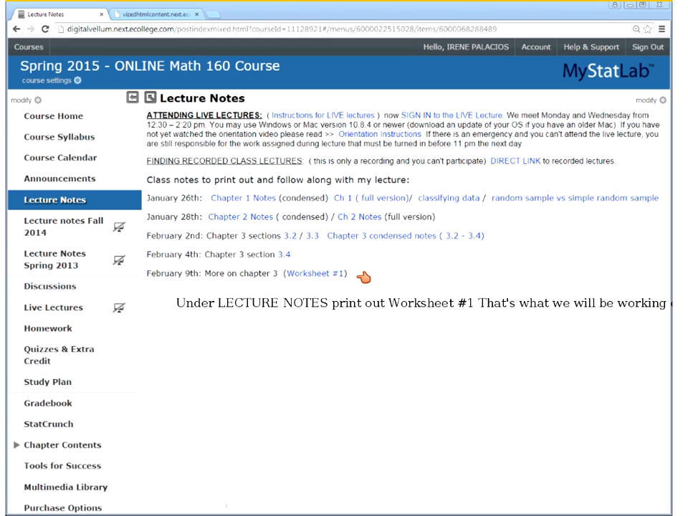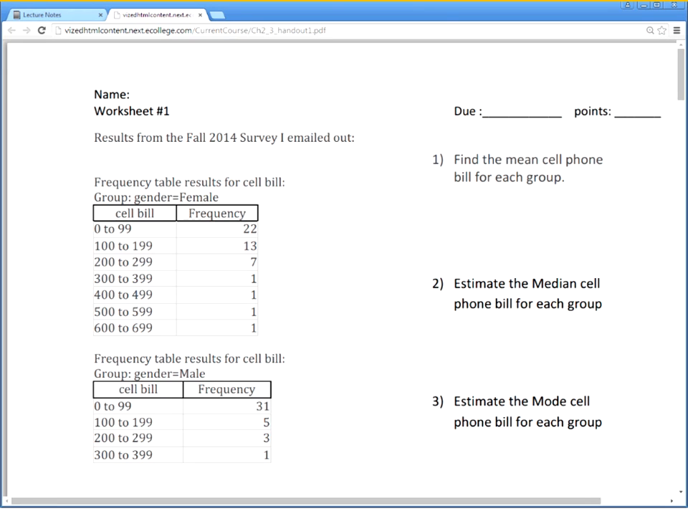So today, I'm going to continue working on Chapter 3. You will need to print out worksheet number 1. That's under your lecture notes. And so that's what I'm looking at today. All right, so that's the first problem.